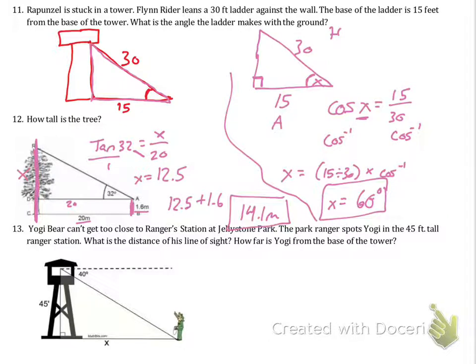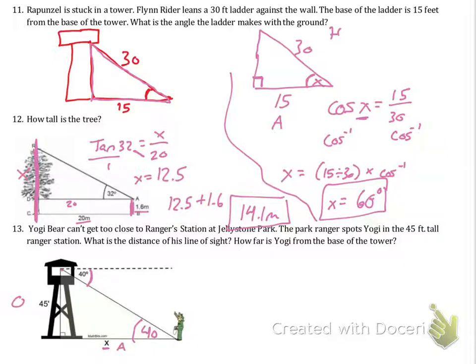All right, Yogi Bear can't get too close to the ranger station at Jellystone Park. The ranger spots Yogi in the 45-foot tall ranger station. So he's up here. What is the distance in his line of sight? So here's the tricky thing. If this angle is 40 right here, that means this angle right here has to be 40. And what we're looking for is the x right there. So this gives me the opposite, and then this is the adjacent.